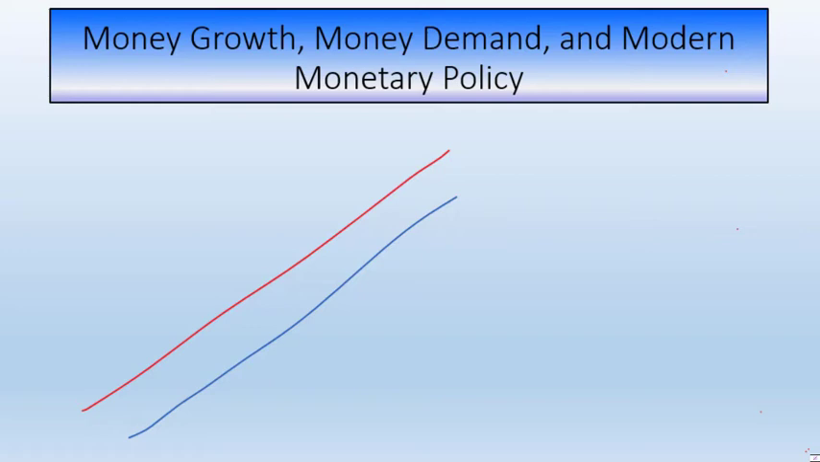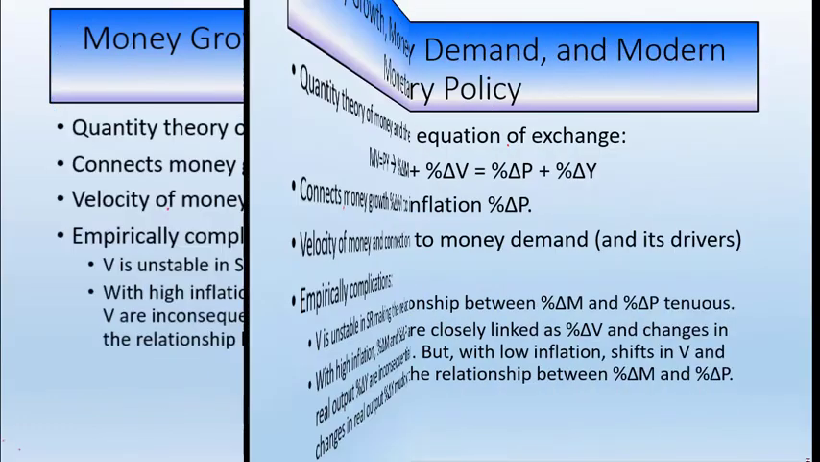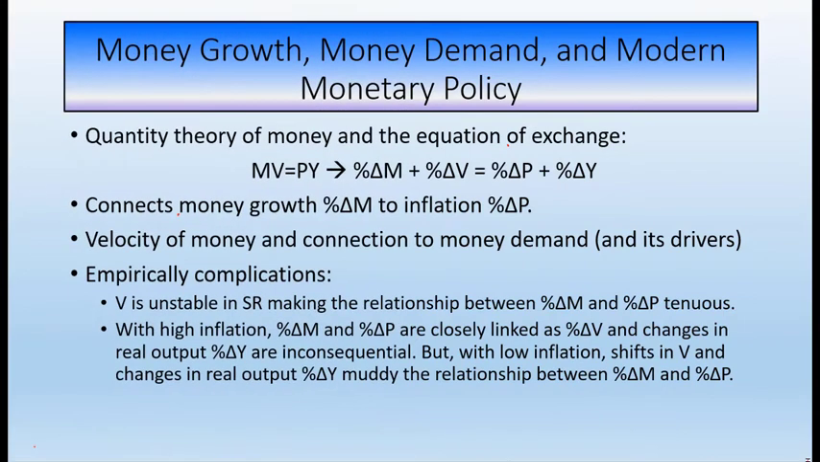It sounded good. It made a lot of sense. But now in today's world, it's a bit more complicated. And that's what this chapter is about, trying to describe the relationship between money growth and modern monetary policy. And the link between them is money demand. So let me give you a quick, somewhat detailed summary of what this video is about.